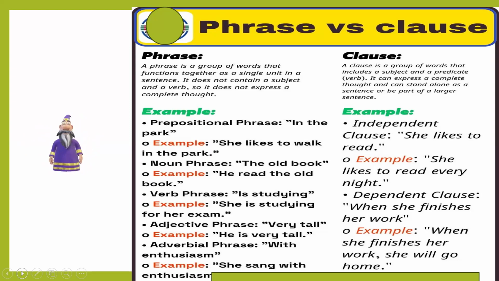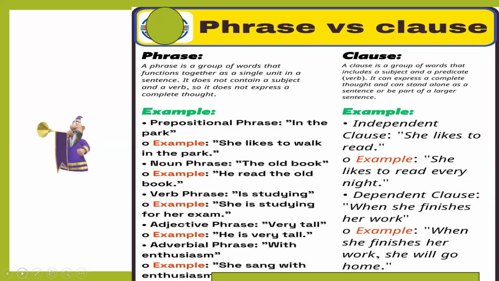Next example: she is studying for her exam. Is studying is a verb phrase. He is very tall. Very tall is an adjective phrase. She sang with enthusiasm. With enthusiasm is an adverbial phrase. So these are the types of phrases, which we'll learn in one more video only about the phrase.